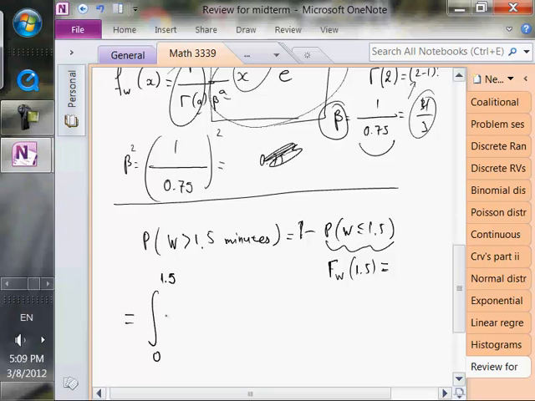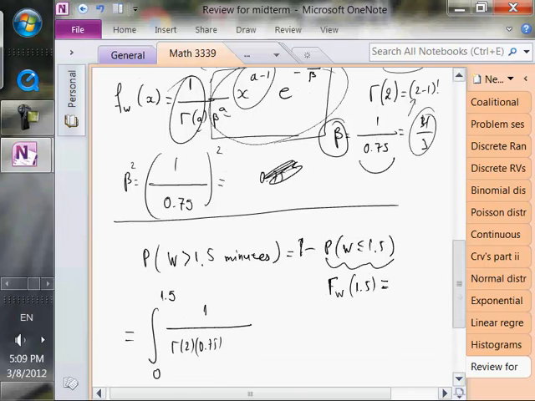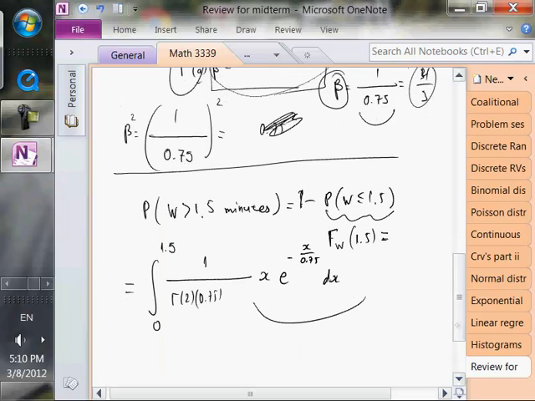But I prefer to go with this. So you have 1 over gamma of 2 times 0.75 squared here. Since you derived it, you can use it if it doesn't disappear. The integral of x e to the negative x divided by 0.75 dx. And you do integration by parts. Where do you start to do the integration by parts?